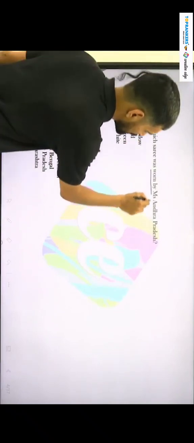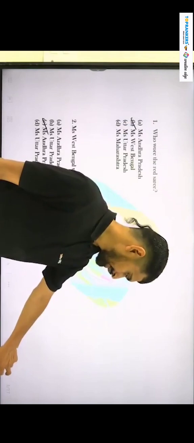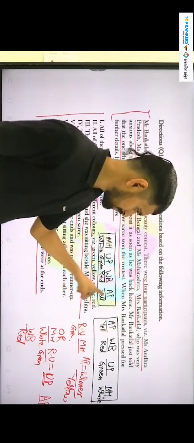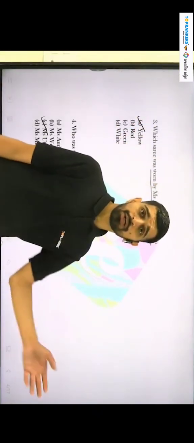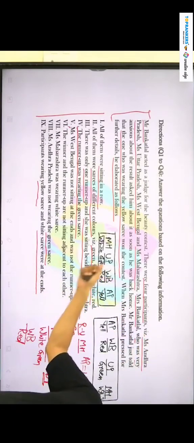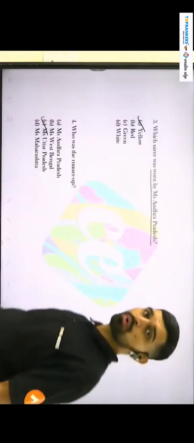Next, which sari was worn by Miss Andhra Pradesh? Miss Andhra Pradesh wore yellow sari. You can verify if you want. Yellow sari, Miss Andhra Pradesh. Next, who was the runner-up? Miss Uttar Pradesh was the runner-up. Runner-up wearing green sari. So look at the structure. Runner-up wearing green sari is Miss Uttar Pradesh. Fine. So this is how we can conclude. This is how we can develop the structure and mark the answers to the given questions.